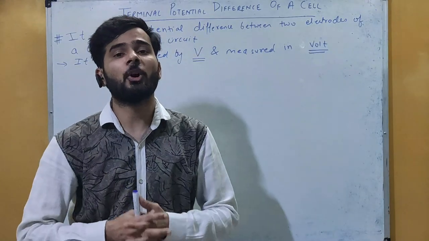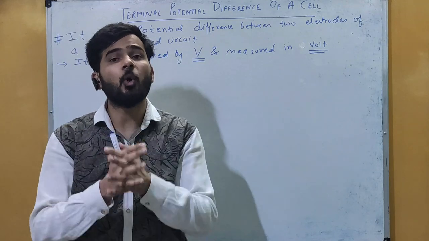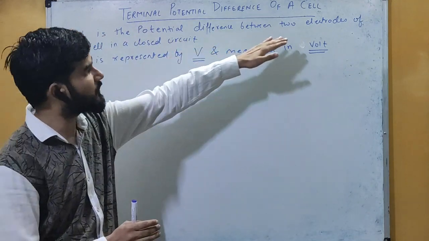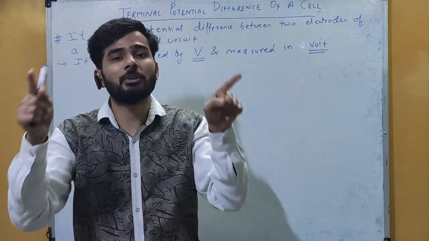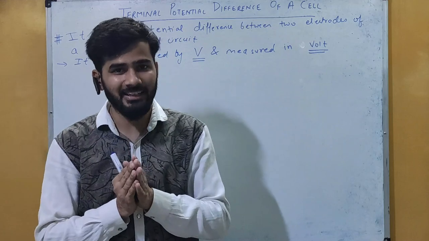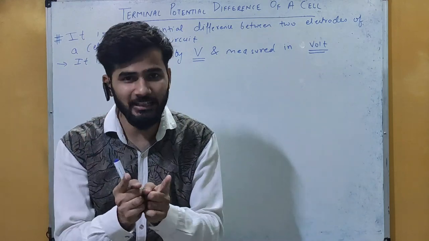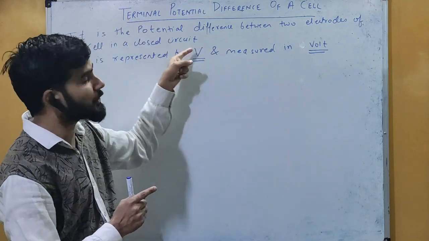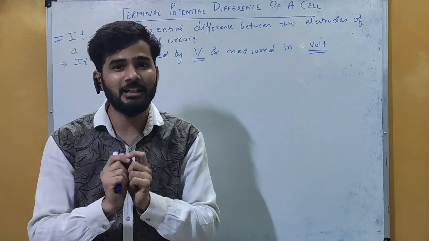Now the second topic of this video is the terminal potential difference of a cell. First of all, what is this terminal potential difference? It is the potential difference between the two electrodes of a cell in a closed circuit. If we have a closed circuit, the potential difference between the electrodes in that closed circuit is called the terminal potential difference. And as it is a closed circuit, it means the flow of current is also necessary.